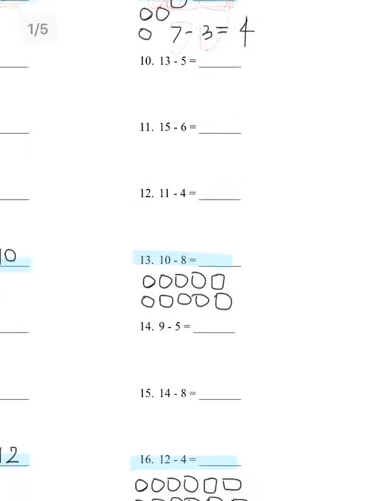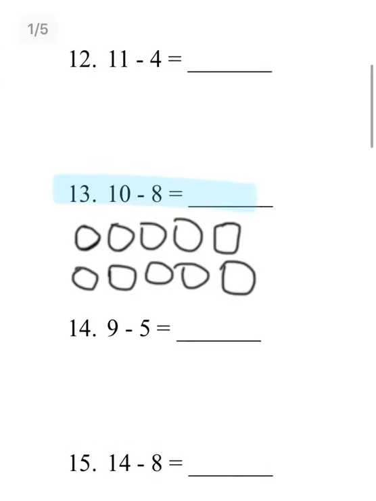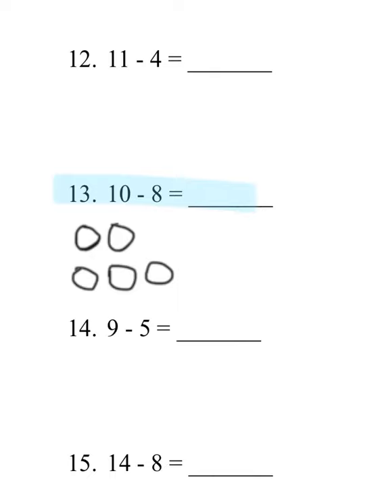Now let's try 13. We have 10 circles, and we're going to get rid of 8. So 1, 2, 3, 4, 5, 6, 7, 8. And we have 2 circles left. So our answer is 2.